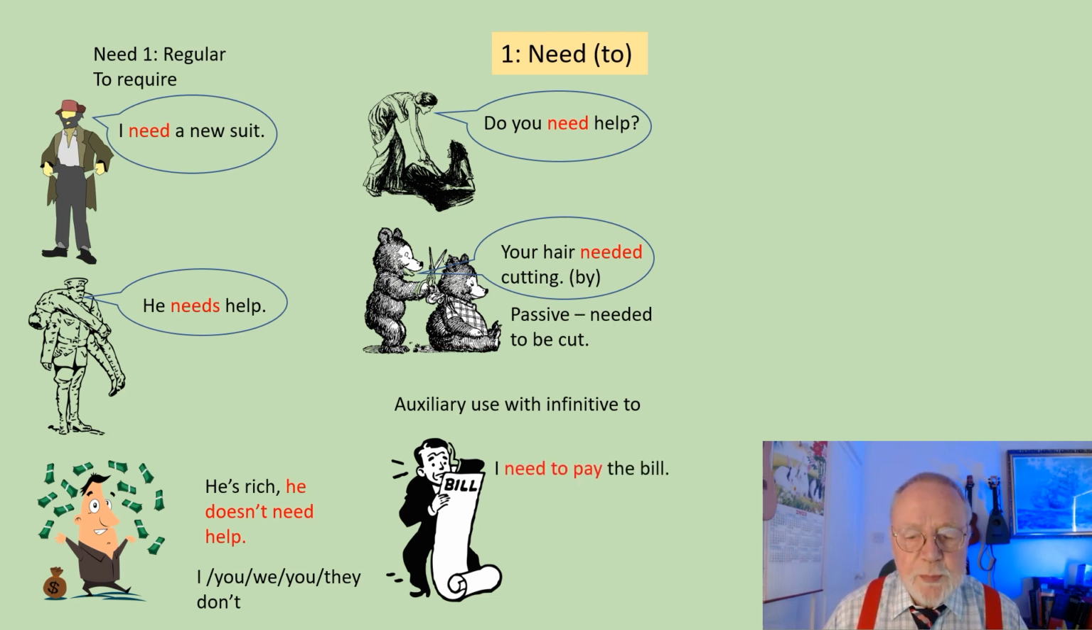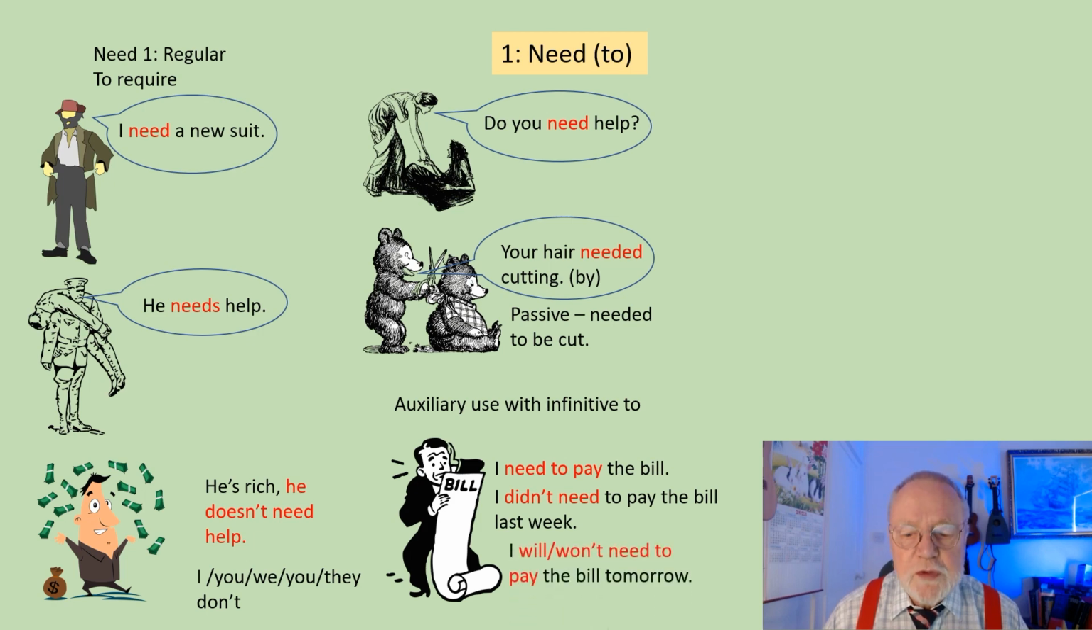In its auxiliary form, need is followed by the infinitive to. I need to pay the bill. We can use a past structure. I didn't need to pay the bill last week. And we can use a future. I will or won't need to pay the bill tomorrow. But notice need is followed by to, and if it were a modal verb it would not be, because that would break the modal rule.